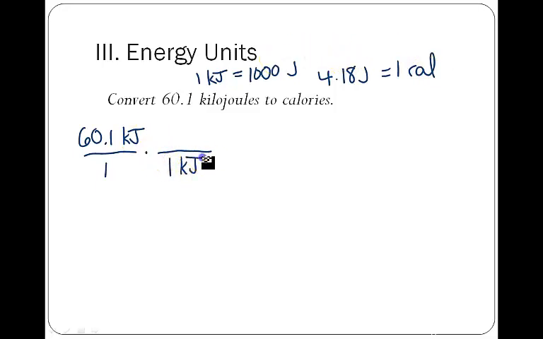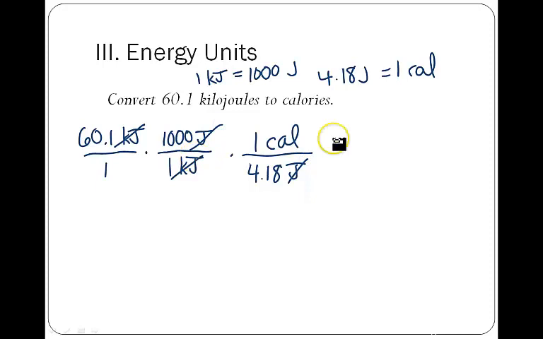So we know that 1 kilojoule is 1,000 joules. So kJ and kJ cross out, and we've got joules now. So we have 4.18 joules and 1 calorie as our next conversion factor. And joules will cancel, and we will just have calories. So in your calculator, you'd type 60.1 times 1,000 divided by 4.18. And what I got was 14,378 calories. Let me double check that. I think that seems right.